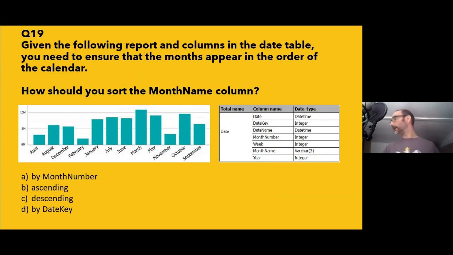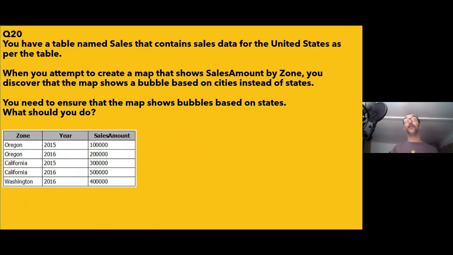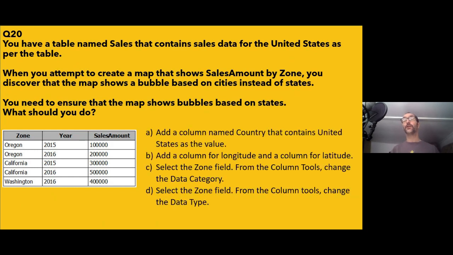That's question 19. And the last one, question 20. You have a table named sales that contains sales data for the United States as per the table. When you attempt to create a map that shows sales amount by zone, you discover that the map shows a bubble based on cities instead of states. You need to ensure that the map shows bubbles based on the states, not the cities. So you're after the states. What should you do? And again, we've got 4 choices for this.